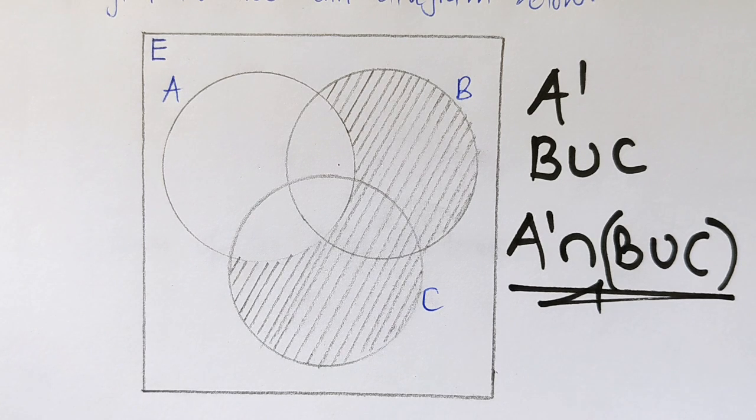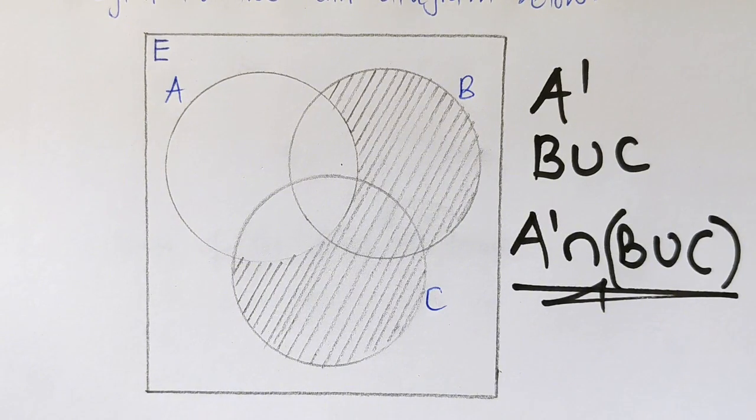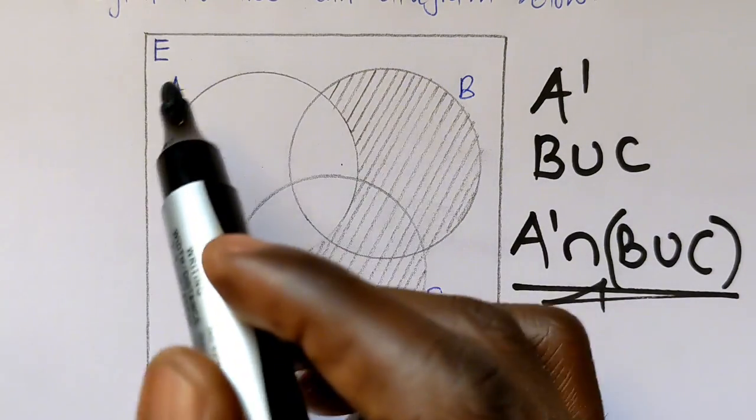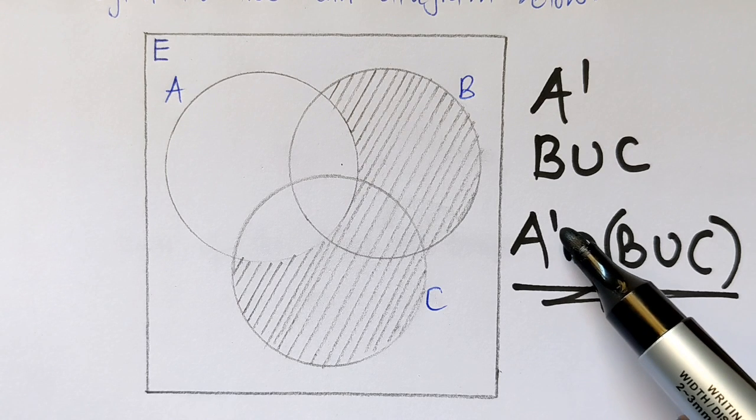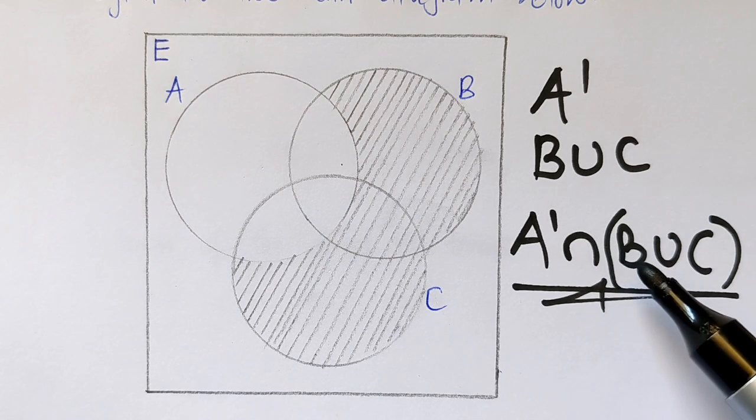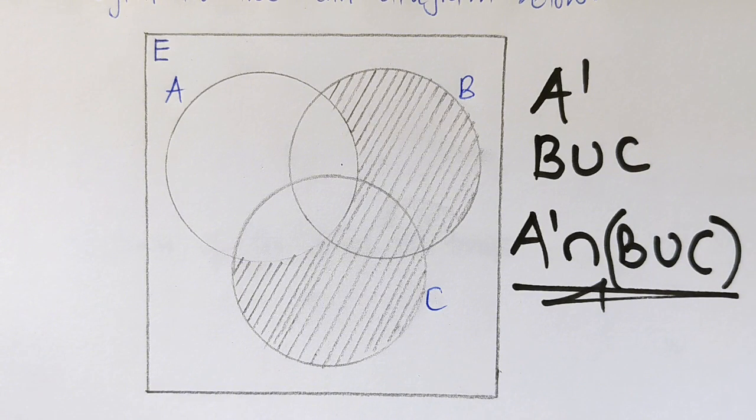So this is what we have as our answer for question 5. Now, just to shed more light on this answer, think of it like this. Take everything outside A, so that is A complement. Then from that, select only elements in B or C, which is B union C. So the result is that we get elements in B union C that are not in A. So this is why our answer is A complement intersection, open bracket, B union C, close bracket.